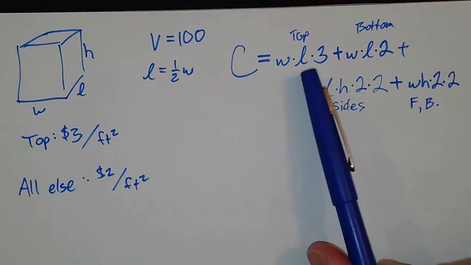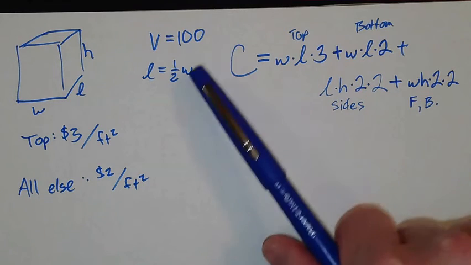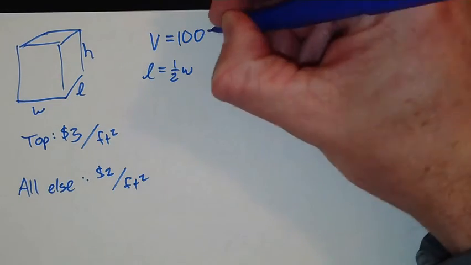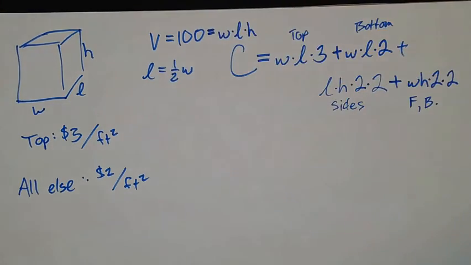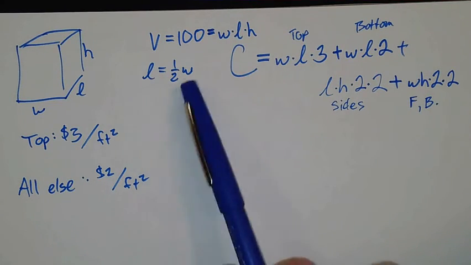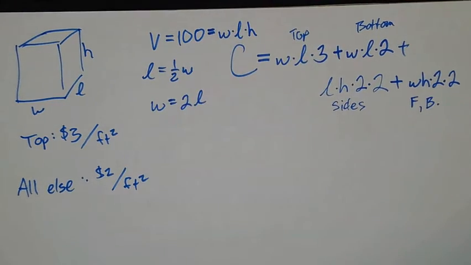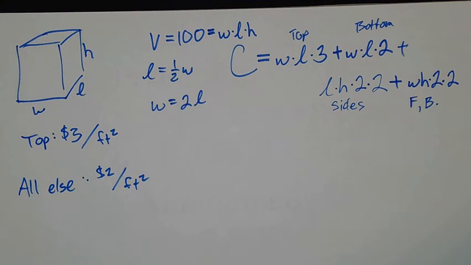I've got width and length and height, so I've got all 3 of these things. But I've also got information that I haven't used yet. The volume is 100 cubic feet. The volume of this box is width times length times height. There's one equation tying these variables together. The length is half of the width, or maybe I'll say the width is twice the length. That lets me replace all of the L's in my equation with 1/2 W's, or replace all the W's with 2 L's.